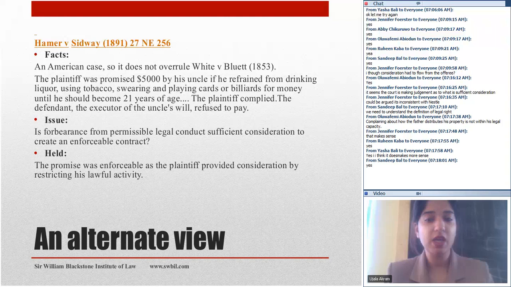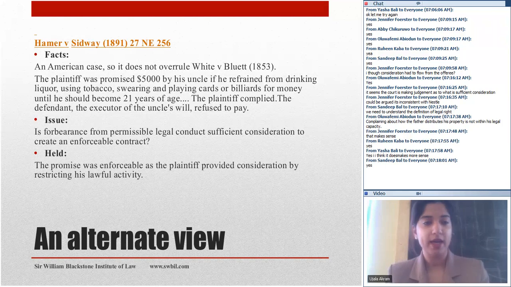So you have to keep in mind it did not overrule White versus Lewis. Here, the plaintiff was promised $5,000 by his uncle if he refrained from drinking liquor, using tobacco, swearing, and playing cards or billiards for money until he should become 21 years of age. Now, the issue again is whether forbearance from permissible legal conduct is sufficient consideration to create an enforceable contract.